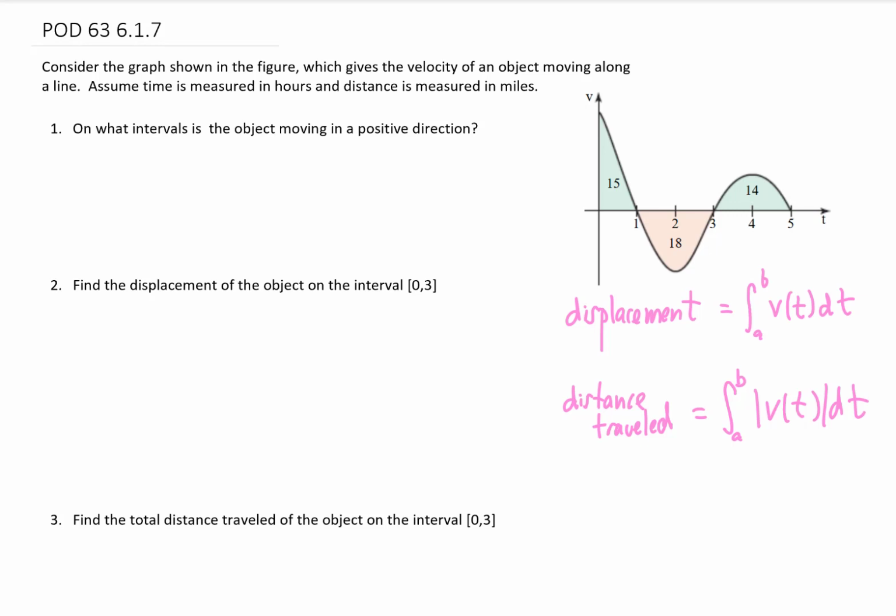So if we're asked on what intervals is the object moving in a positive direction, what we have to do is go to this velocity graph, and you can see that velocity is positive when our time is between 0 hours and 1 hour. Also, we have a positive velocity when our time is between 3 hours and 5 hours. So we're moving in a positive direction from t equals 0 to 1, and also from t equals 3 to 5. At t equals 1, 3, and 5, you'll notice that our velocity is actually 0, meaning the object is not moving, so we'll leave t equals 1, 3, and 5 out of this interval.